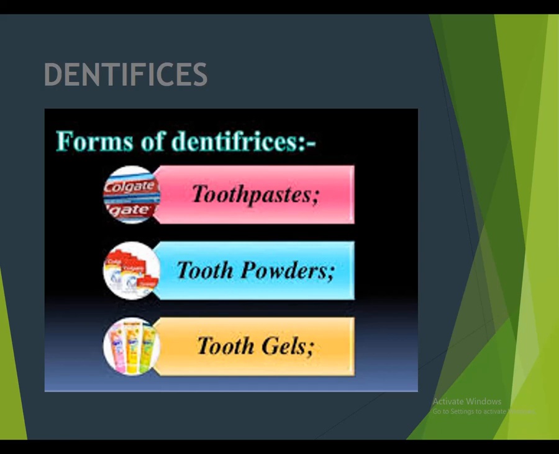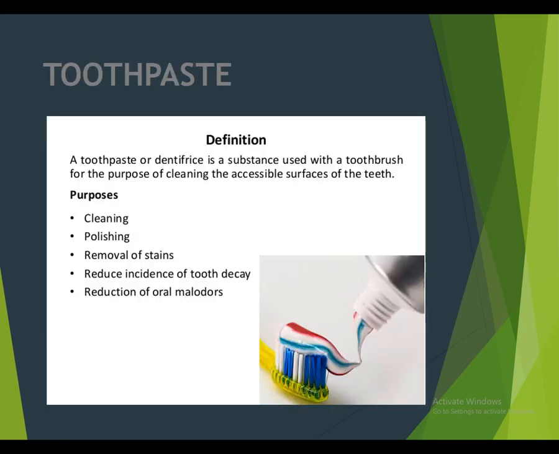There are different forms of dentifrices which are toothpaste, tooth powders, and tooth gels. Toothpaste: what is toothpaste? Toothpaste is a substance used with a toothbrush for the purpose of cleaning the accessible surfaces of teeth. The purposes of using toothpaste are to clean the teeth, polish or remove stains from the surface of teeth, reduce the incidence of tooth decay, and reduce oral odor.